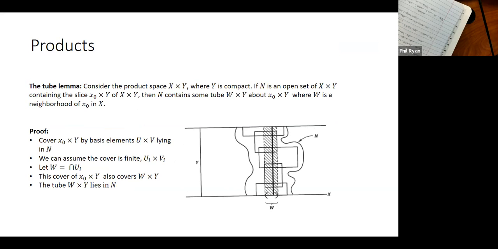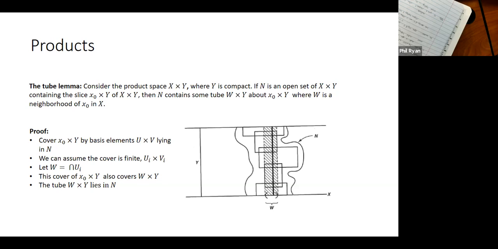Okay, and the proof is not so hard. Consider the slice x naught cross Y. This slice is homeomorphic to Y, but Y is compact. So we start off with a cover of the slice, and we can have the cover just lying in N. Because if the cover lies outside of N, if we intersect it with N, it puts it back inside N, and it's still an open cover.